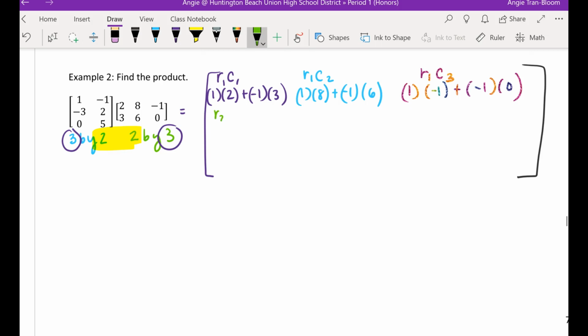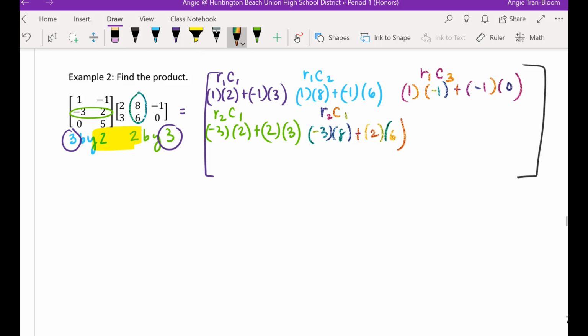Next, I want to do row 2, column 1. So row 2 is negative 3 times 2 plus negative 1. Row 2, I'm sorry, that means row 2 is this guy. That means it's 2 times column 1 times 3. Okay? It's easy to make a mistake if there are so many numbers, right? Then the next one I want to do is row 2, column 2. So again, this is column 2. So we're going to do negative 3 times 8 plus 2 times 6.